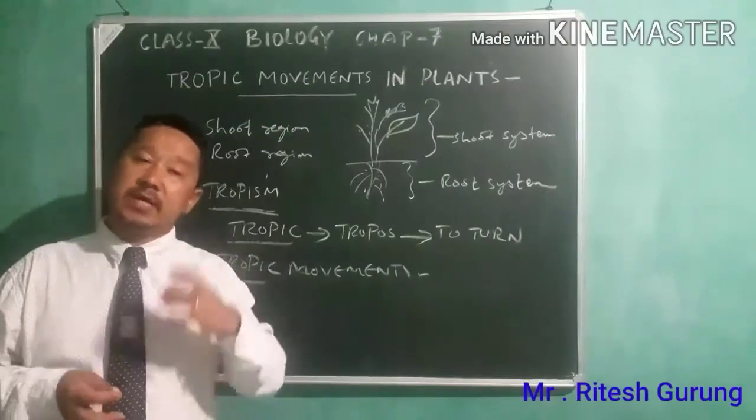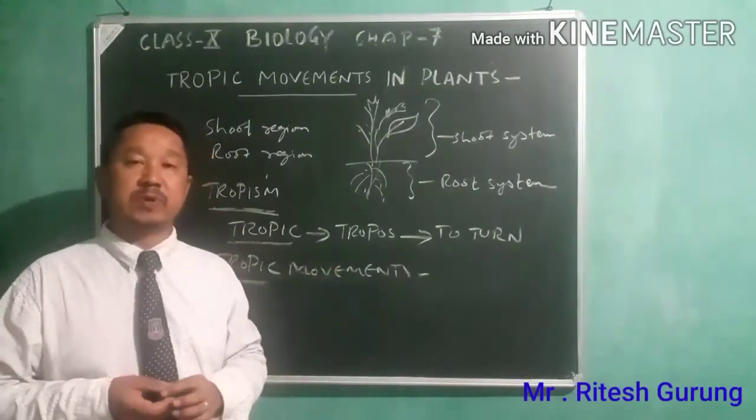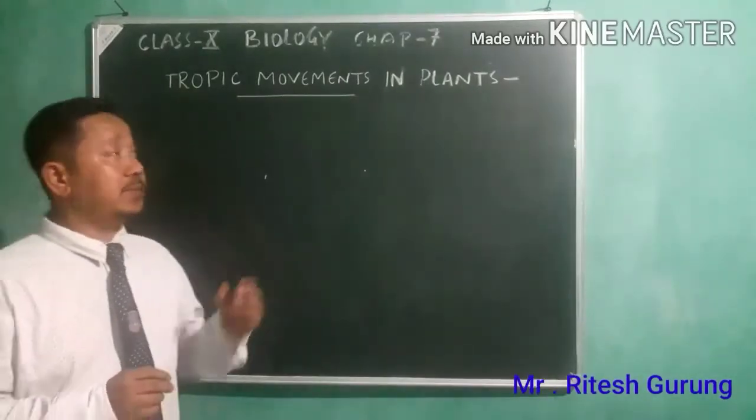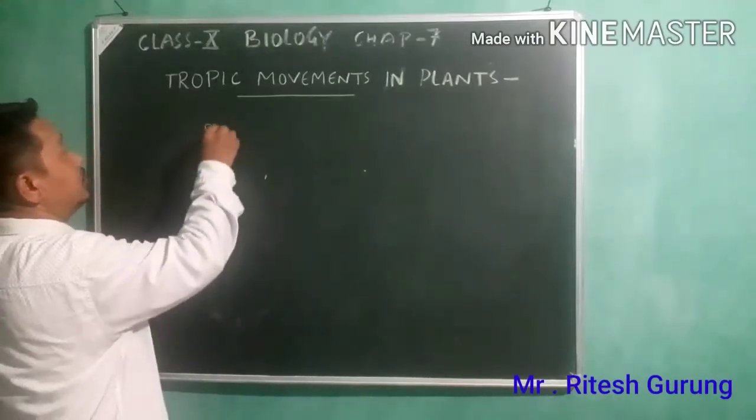So there are many tropic movements in plants. There are different kinds of tropic movements in plants. The first type of tropic movement we have is phototropism.